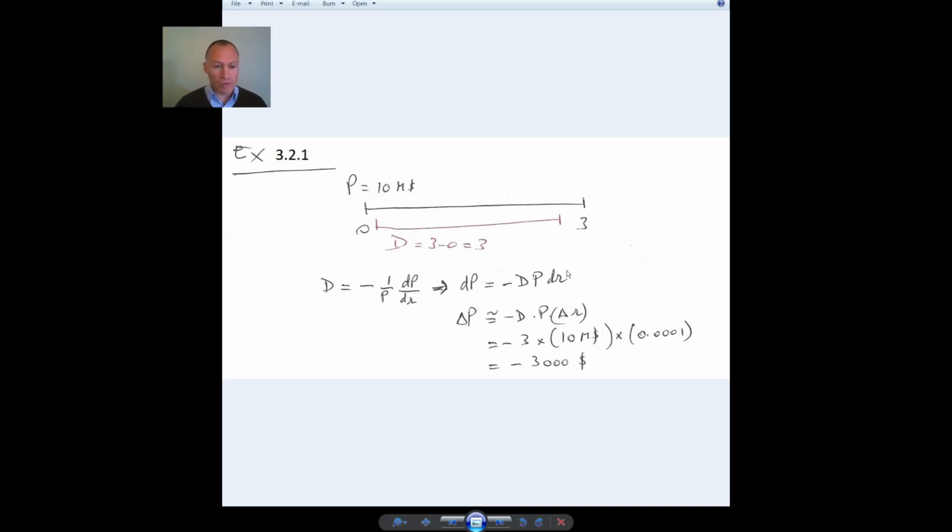For this problem, the duration was 3 years. The value of the portfolio or the bond is $10 million, and we are assuming a positive change, an increase of 1 basis point, which is this amount here with a positive sign again. So the final result is that if interest rates increase by that, the bond value decreases by $3,000.